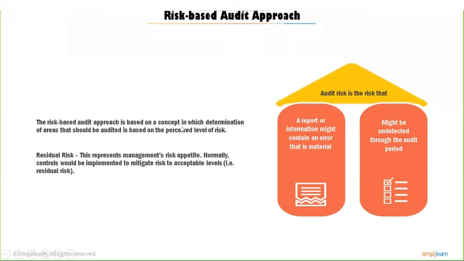It is totally dependent on the risk appetite of an organization or of management. Risk appetite is how much risk a management can accept or is okay to deal with. Always remember, residual risk represents management's risk appetite. Normally, controls would be implemented to mitigate the risk to an acceptable level, but risk cannot be mitigated fully. Even after applying many controls, some minute risk will be left, and that decision needs to be taken by top-level management.